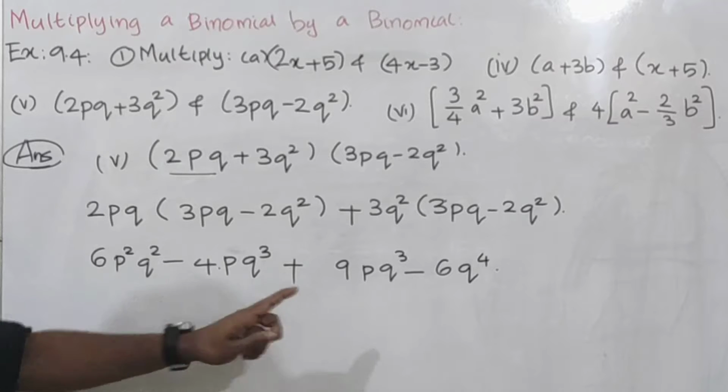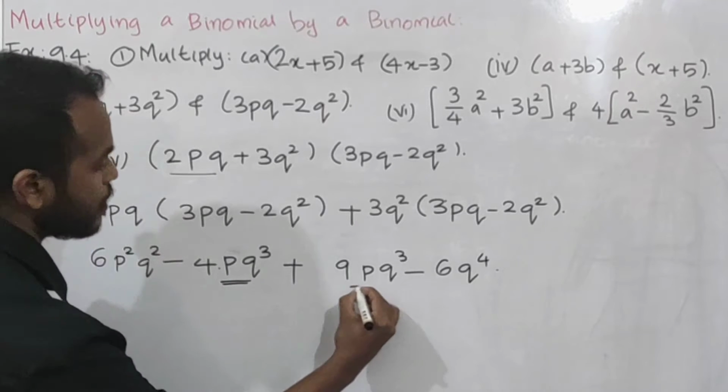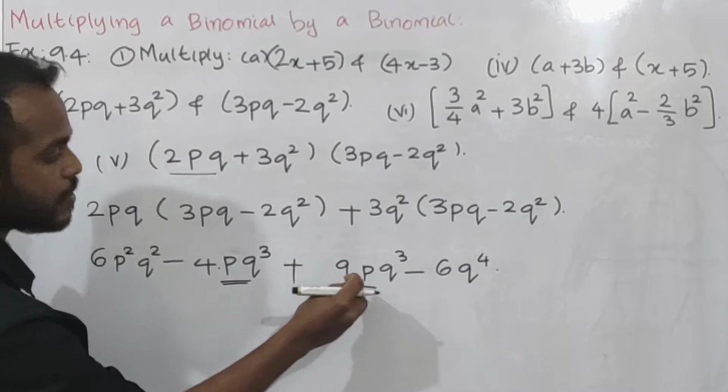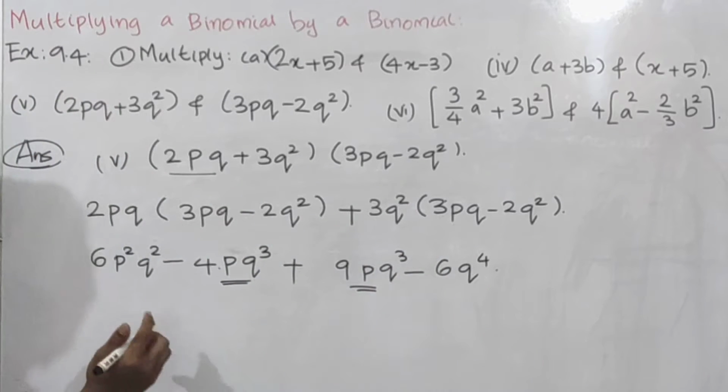Now is there any like terms? Of course there are like terms. This and this are like terms. We can simplify. Minus 4 times pq cube plus 9 times pq cube will give us.